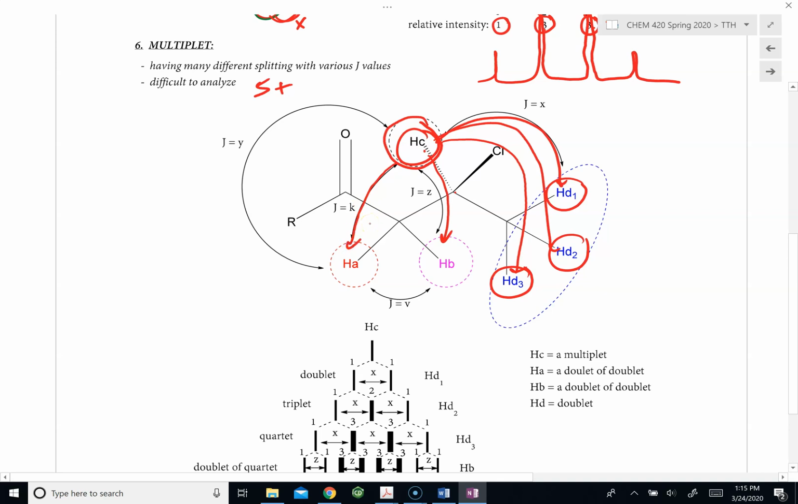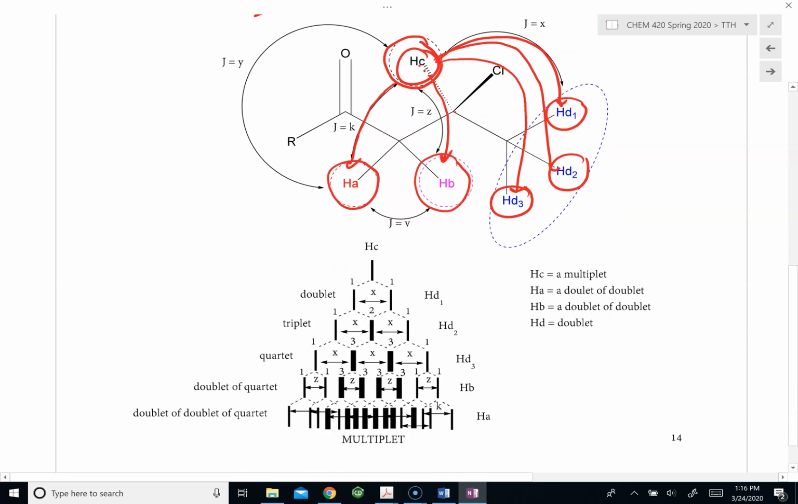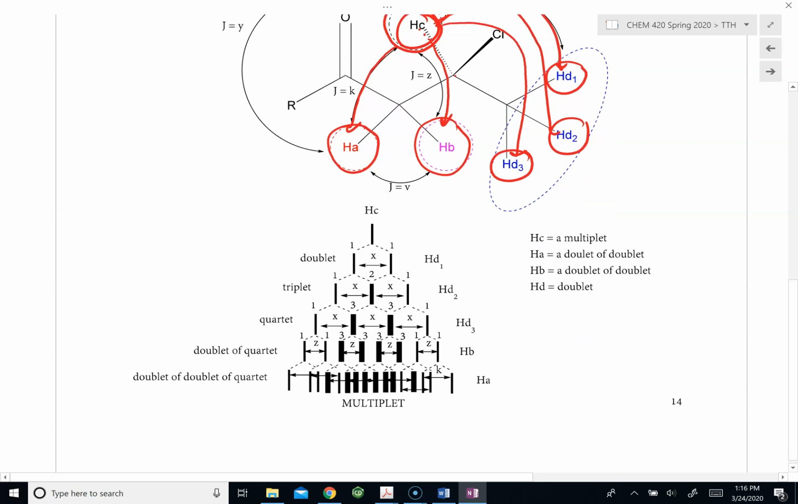So we can then see that when HC is communicating with the 3 HD, it gets split into a quartet. And this quartet further gets split by this, so now we will have a doublet of a quartet. And this doublet of quartet further gets split one more time by this HA. So in the end, that's how we would refer to its name: a doublet of doublet of quartet. And it looks very complicated. So therefore, we would simply refer to this as a multiplet.